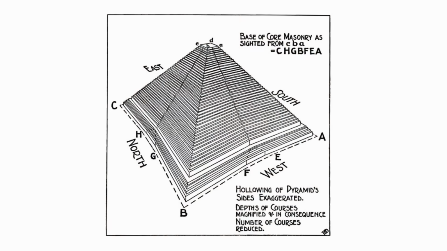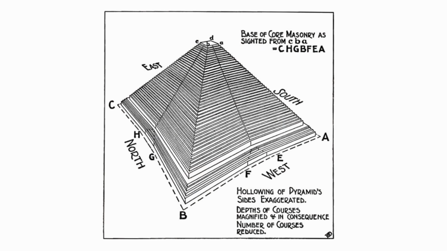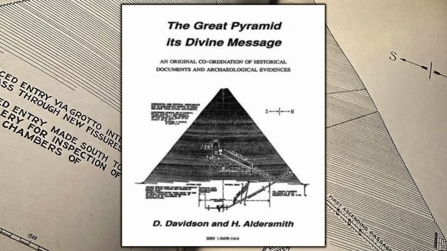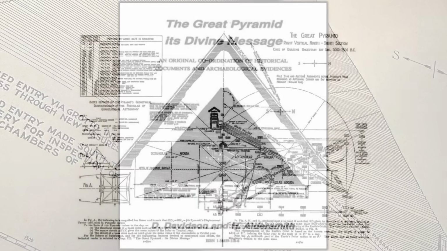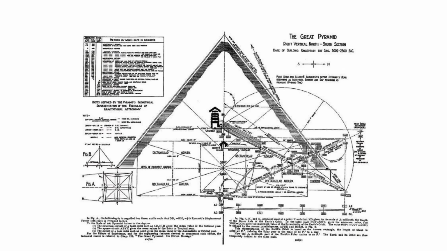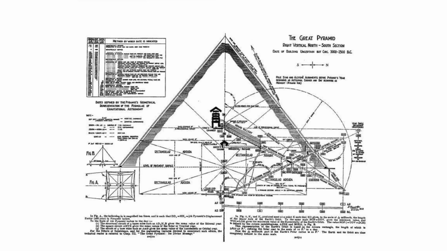A few decades later, and this picture would appear in David Davidson's 1924 book, The Great Pyramid and Its Divine Message, a book that is, yes, a bit woo, a bit out there, with talk of ancient prophecies encoded into the finer details of the structure. Such claims were not uncommon 100 years ago.